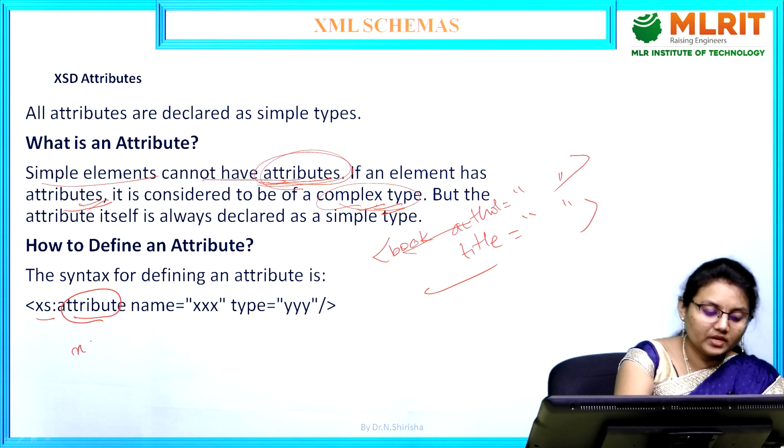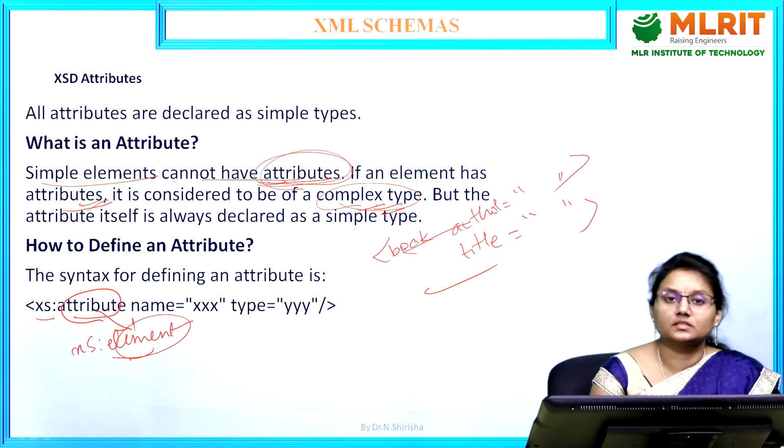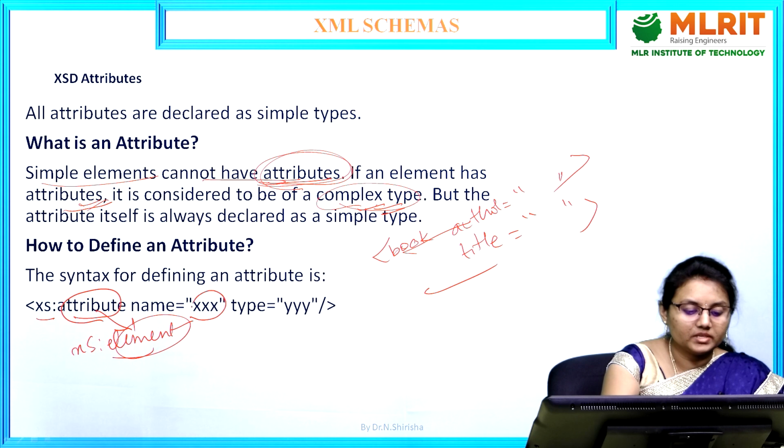How have we defined an element? XS colon element. Therefore, replace element with attribute. XS colon attribute is used for defining the attribute. What is this name? This is the tag name that you have to define. Type means data type.